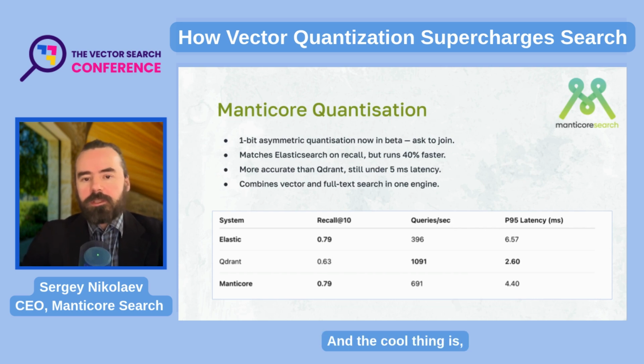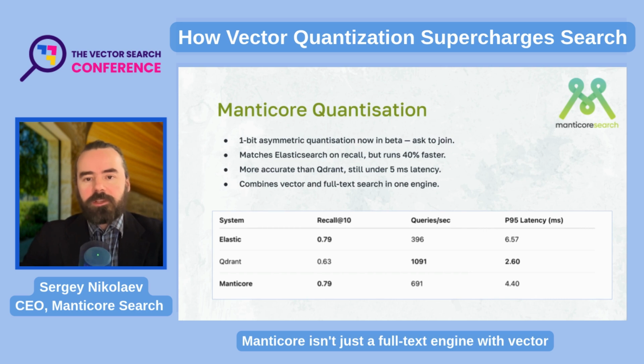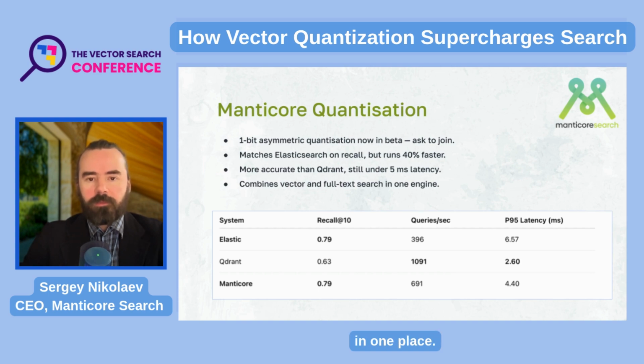And the cool thing is, Manticore isn't just a full-text engine with vector search bolted on. It's built as hybrid from the ground up. You get full-text features like phrase and fuzzy search, Boolean logic, geofilters, SQL-style queries, real-time indexing, and now fast and compressed vector search all in one place.